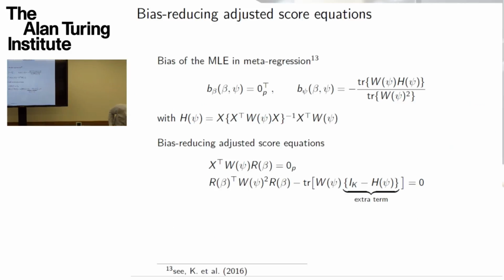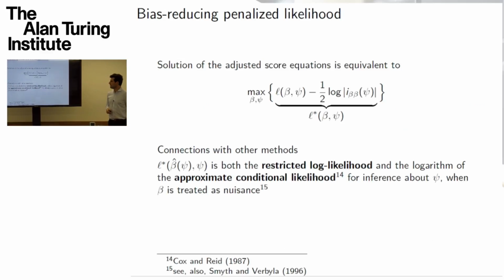So I need the pointer, right. The integrals of the adjusted score functions are path independent, and actually it's very easy to integrate them, and you end up with an equivalent of maximizing a penalized likelihood, where the penalty is the inverse of the Jeffreys prior. Now, this is quite fruitful because it has correspondences with well-known methods in linear mixed effects models, including restricted maximum likelihood, REML, and also approximate conditional likelihood for inference about psi by Cox and Reid.